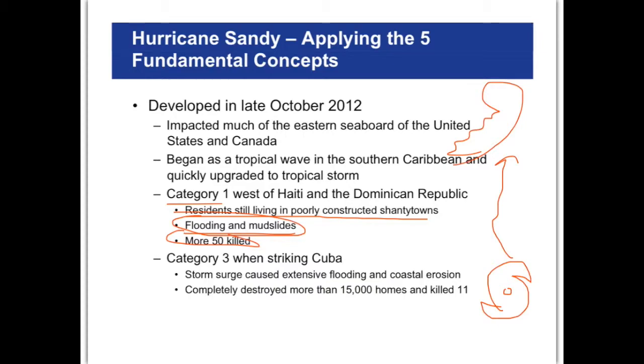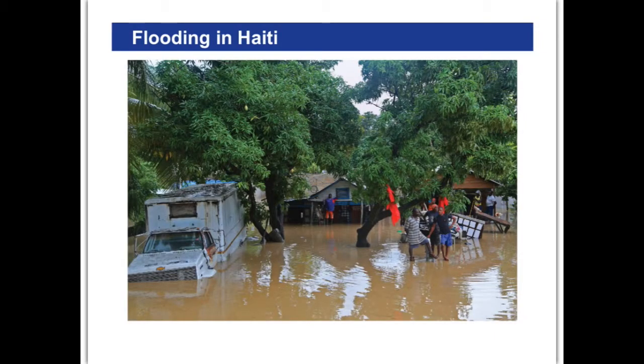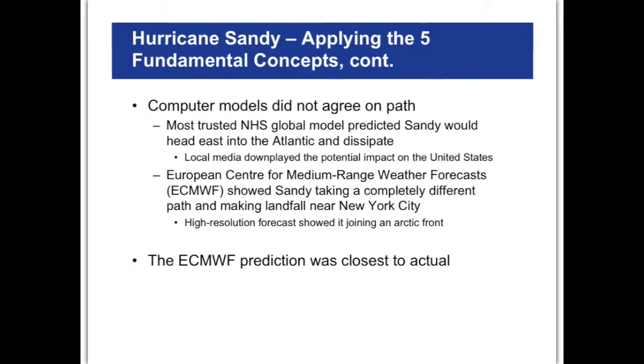Lots of flooding because of the storm surge, lots of coastal erosion as well, and 15,000 homes were destroyed. So Cuba took a big hit from, at that time, Hurricane Sandy as well. I mean, you can see right here in Haiti that judging from the buildings and this dilapidated truck, it's not a very wealthy place. In fact, it's one of the poorest countries in the world. And so places like this are especially hard hit.